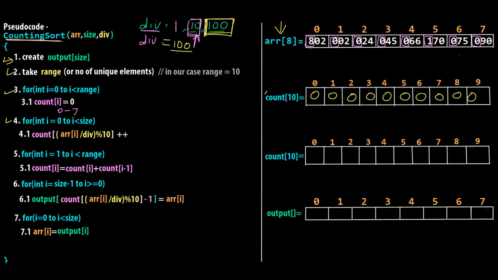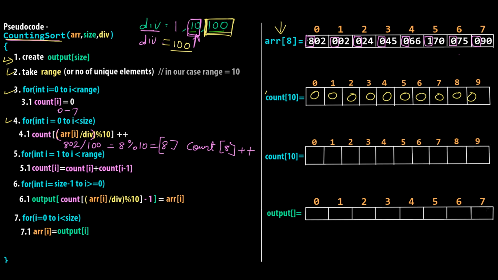So ARR of 0 over here is 802. So 802 divided by, what is div this time? 100. So we will get 8 obviously. So this bracket will give us 8. Then we have 8 mod 10, which will again give us 8, because it's not divisible, we get the remainder. So in the count array at the 8th position is where we want to do the plus, where we want to do the increment.